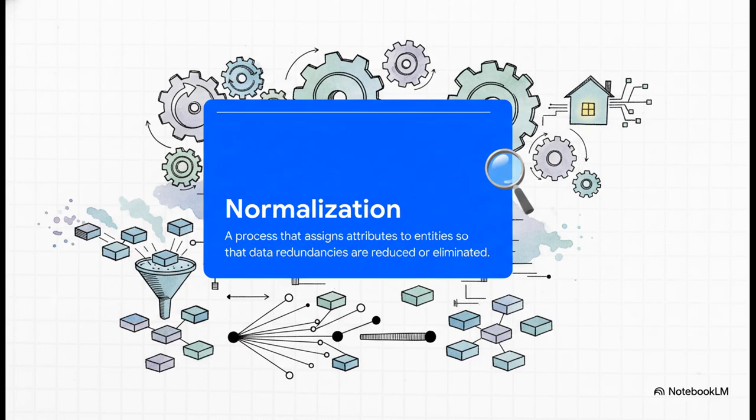So what is normalization exactly? Well, here's the official definition. It's a process that assigns attributes to entities. Okay, let's break that down. Entities are just the main things we're tracking, like students or advisors. And attributes are just their details, like a name or an ID. Normalization just organizes everything so that we can get rid of all that repetition and make sure every single piece of information has one and only one logical home.